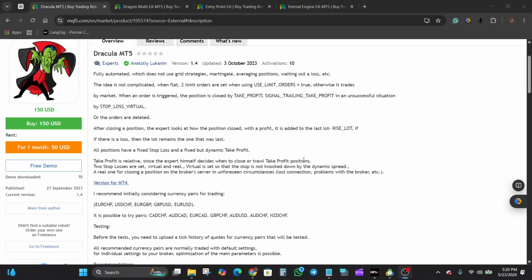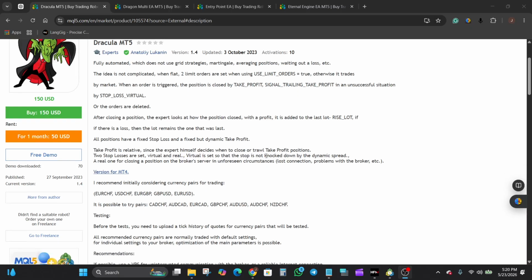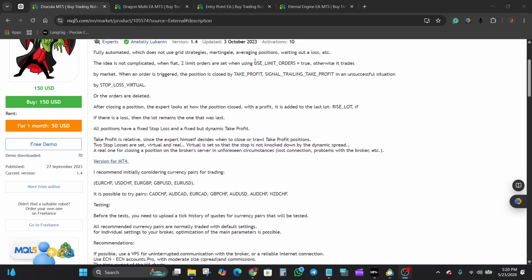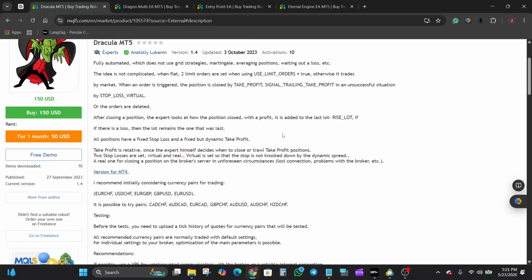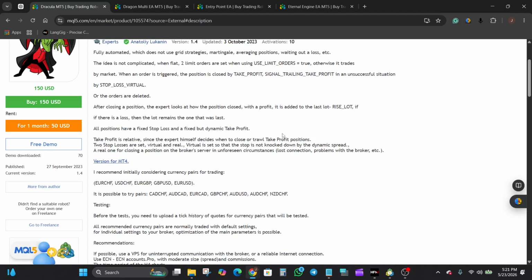The overall trading logic described here is actually fairly transparent. When the market is flat and the use limit orders setting is enabled, the EA places two pending limit orders. Otherwise, it can also trade directly at market depending on the selected configuration. Once a trade is triggered, positions are managed using take profit handling, trailing profit logic, and virtual stop loss protection.